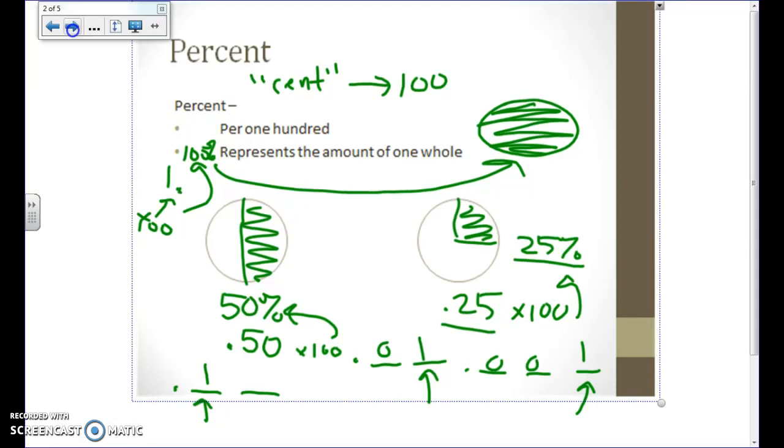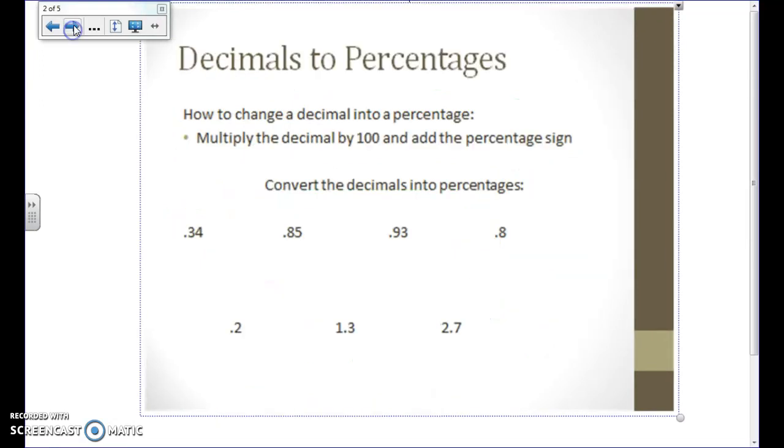If I'm moving from a decimal to a percent, I'm multiplying by 100. The same goes for moving a percent to a decimal. Instead of multiplying, I would be dividing. And so that's going to bring me to my next point here, moving these decimals into percents.